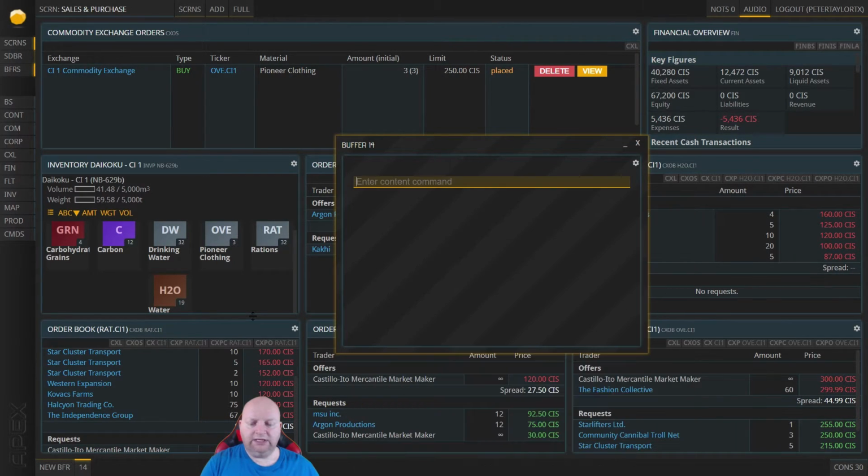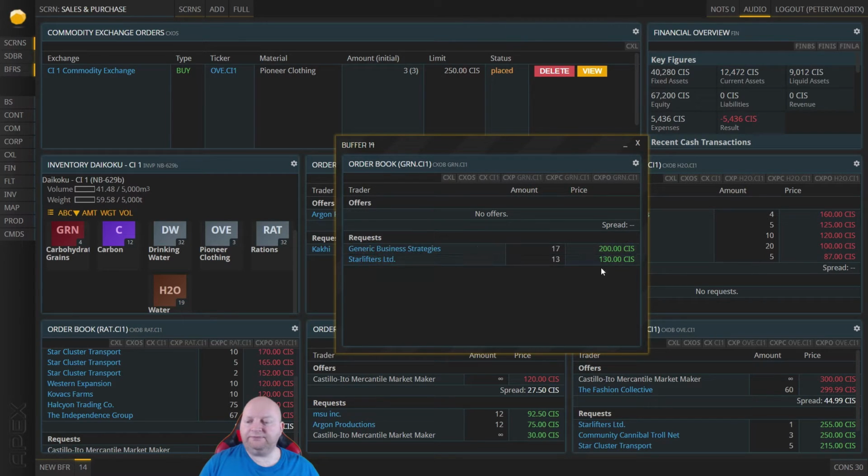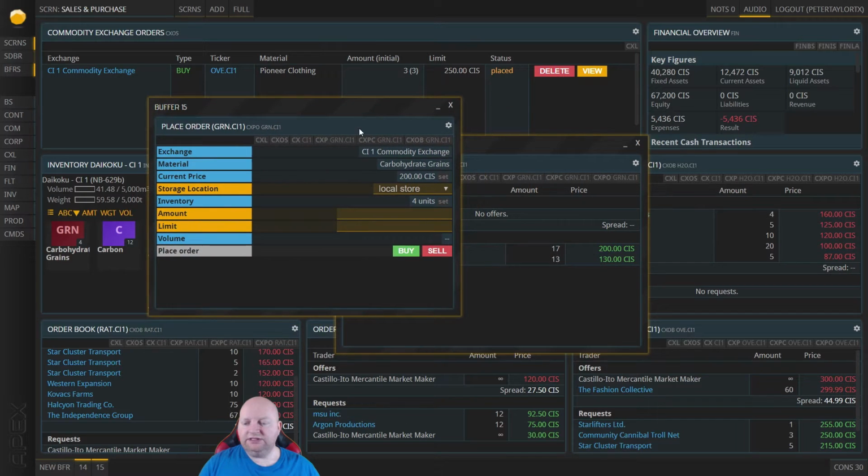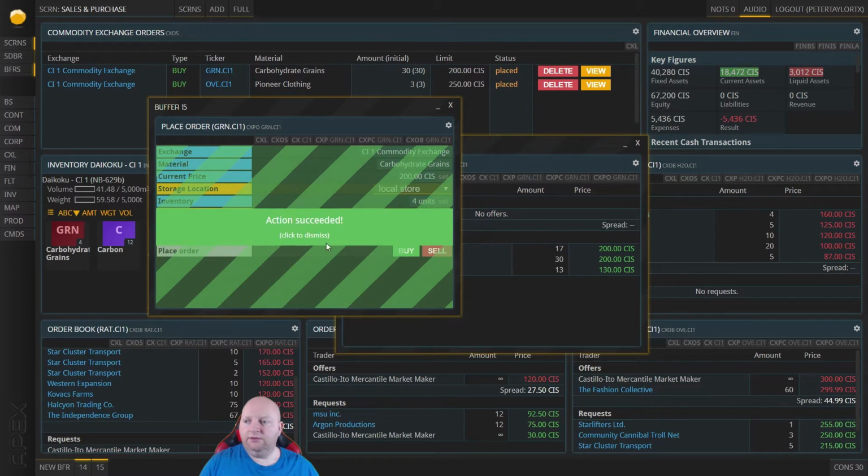I've lost it. It's CXOB, GRN CI1. I'm going to place the order for basically everything that's in stock right now, which I believe is 30 units at a price of 200. We got 6 grand, boom. There we go.